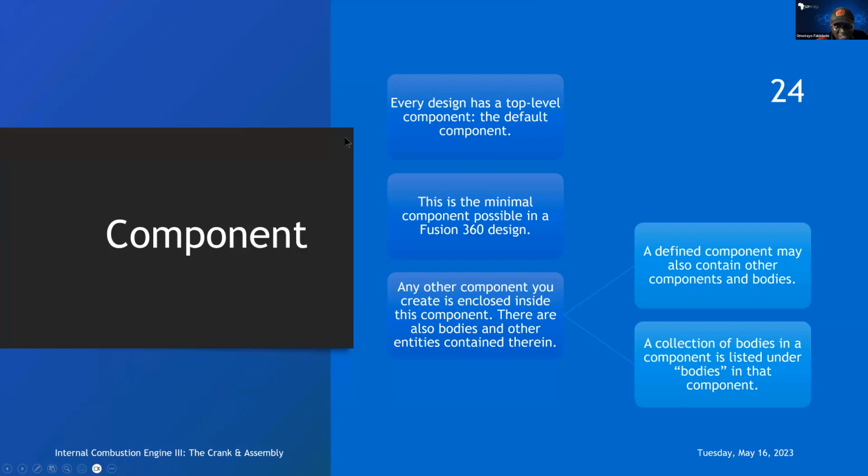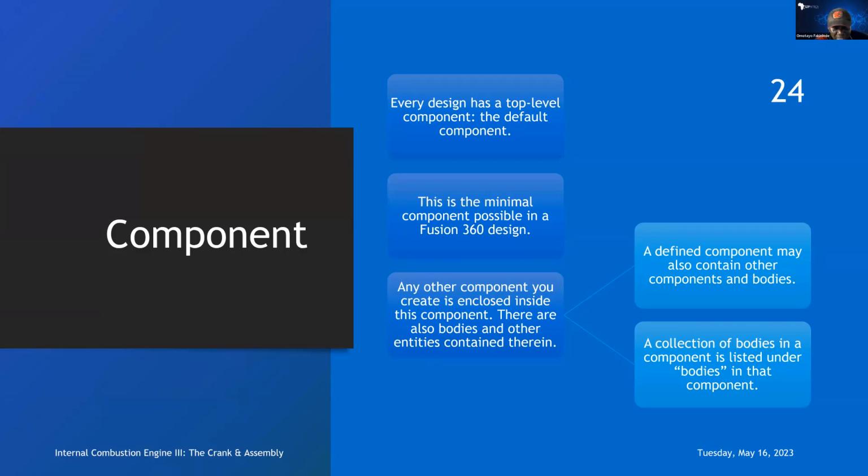What about component? Every design has a top-level component, and it is the default component. That default component bears the name of your file. So that is your top-level component. Whenever you start to draw, whether you have anything else, a component is defined. This is the minimal component possible in a Fusion 360 design. You can now create further components. Any other component you create is enclosed inside this component. So it's a component enclosing other components. Even the components you create can also enclose other components.